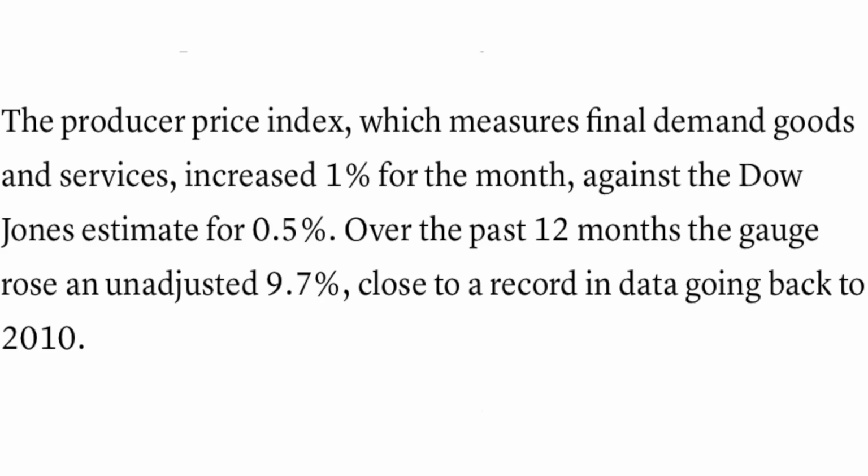So the PPI for the month of January came in at 1%, which in case you don't know is extremely high. The estimate for the PPI was 0.5%, meaning it was double, twice as high as it was expected to be. Now that led to a year-over-year increase of 9.7%, which is almost a record high. So now what does this mean for the CPI or the stock market?